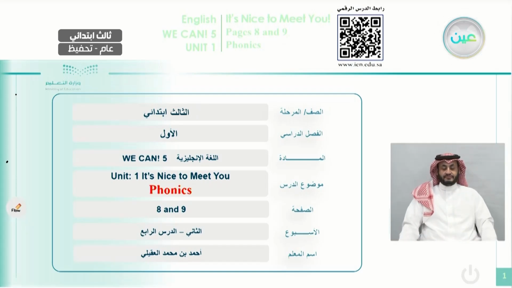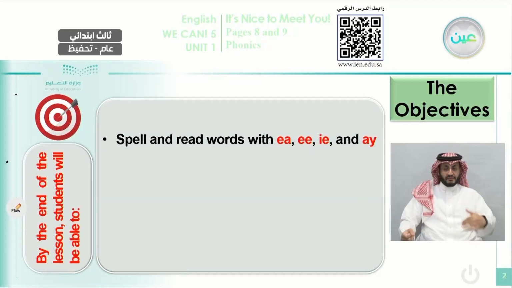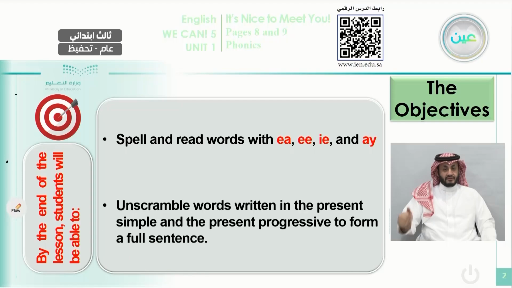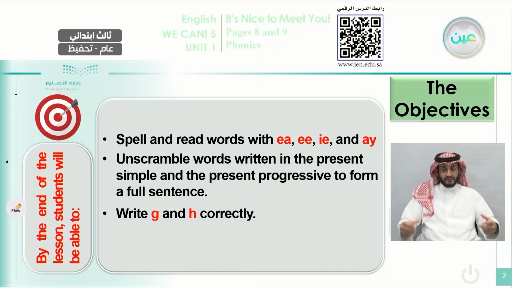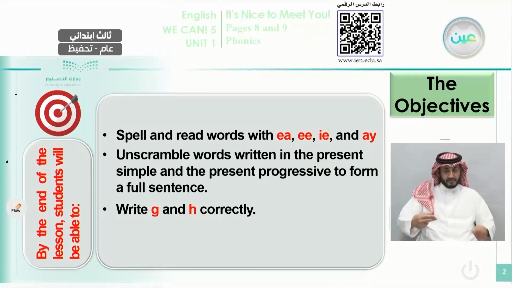As always, we start our class by reviewing the objectives. The first objective is the student will be able at the end of the class to spell and read words with EA, EE, IE and AY. Also, the student will be able, inshallah, to unscramble words written in the present simple and some words written in the present progressive to form a full sentence. Also, at the end of the class, the student will be able to write G and H correctly.